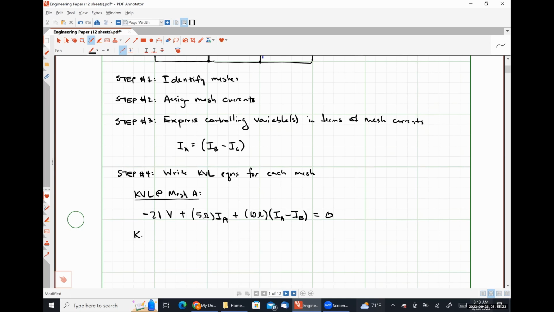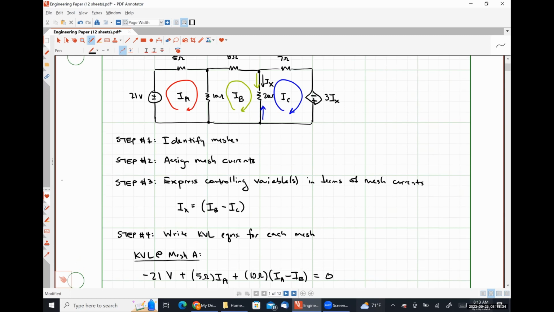So let's move along now to KVL at mesh B. Now we're following IB around its clockwise path. So anything that has IB will have a positive sign, and any current we see opposite to IB will get a negative sign. So from that, what should my first term in my KVL expression look like? Alex. How do I express the voltage drop across this 10 ohm resistor with positive polarity on bottom in terms of my mesh currents?